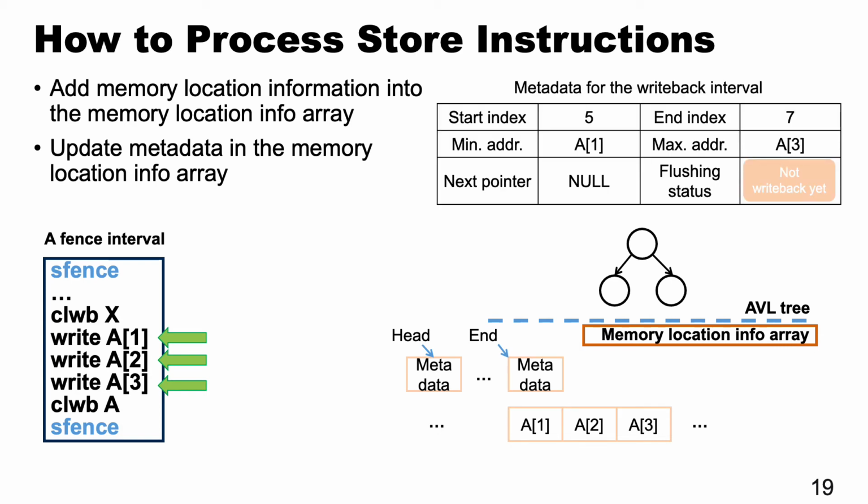The table shows the metadata. We assume the index of the last three elements is 5, so we record the start index as 5 and the end index as 7. The minimum address is the beginning of the location A1, and the maximum address is the end of the location A3. Because this metadata is the last one, the next pointer is null. The flushing state of this write-back interval is marked as not written back.